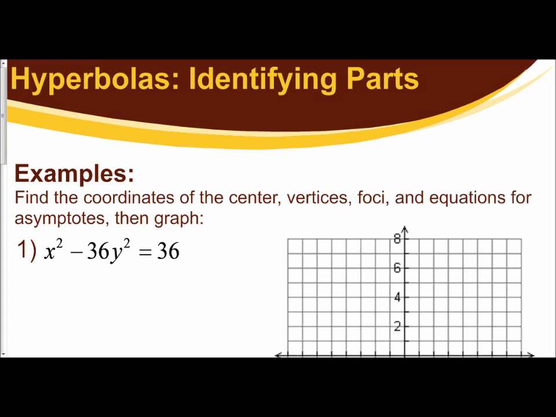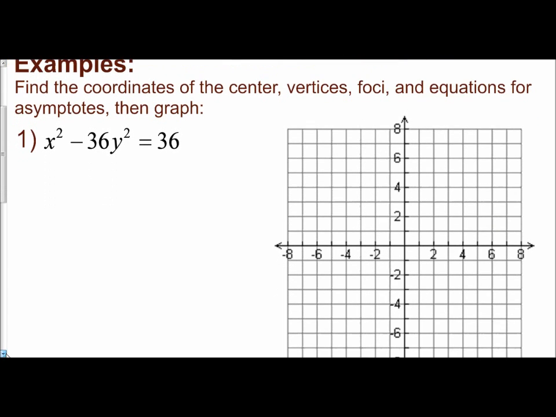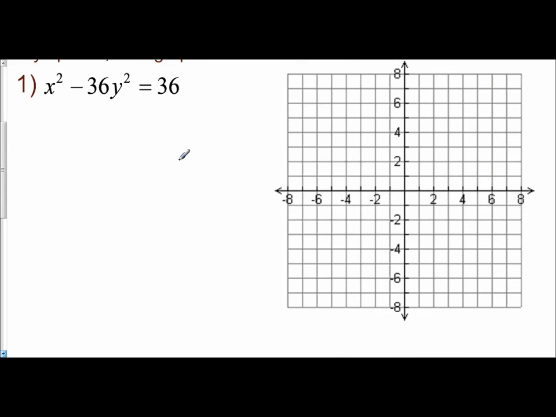In this video, we will look at how to identify the parts and graph a hyperbola. So we're asked to find the coordinates of the center, the vertices, the foci, and the equations for the asymptotes, and then graph our given equations. So the first example, we have x squared minus 36y squared equals 36.